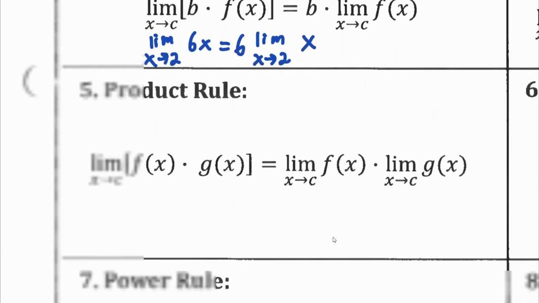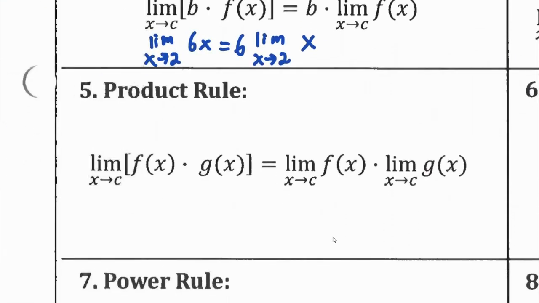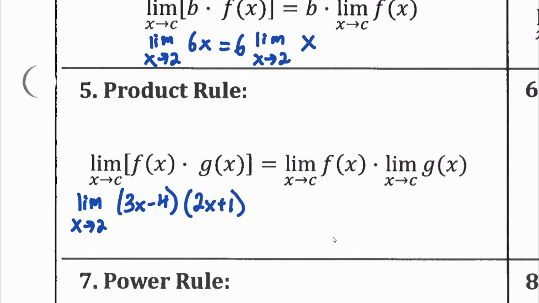We also have the product rule, which means if we're taking the limit of a product, then the answer is the product of their limits. So this is saying if we're taking, say, the limit as x approaches 2 of 3x minus 4 times 2x plus 1, we can split that up and make that the limit as x approaches 2 of 3x minus 4 times the limit as x approaches 2 of 2x plus 1.